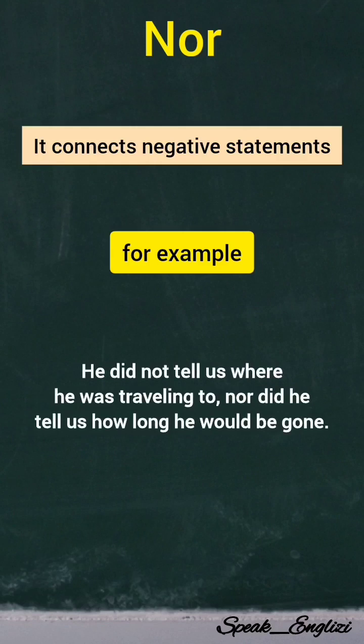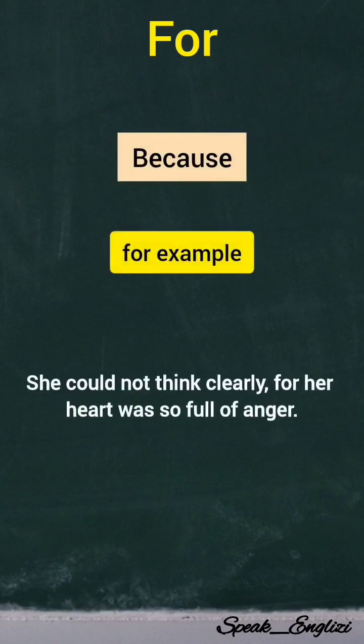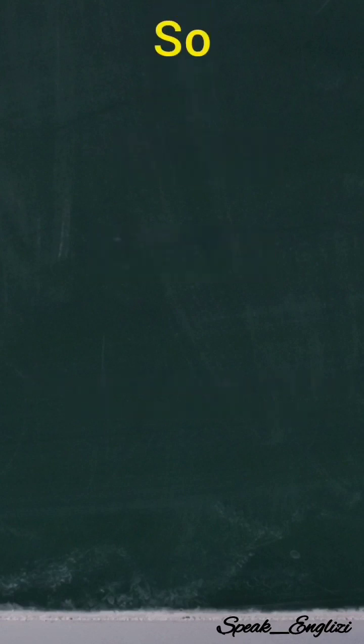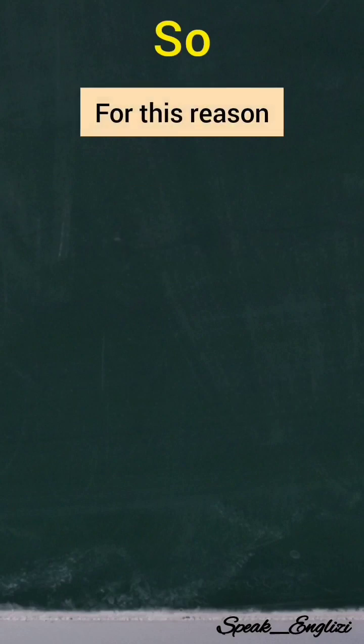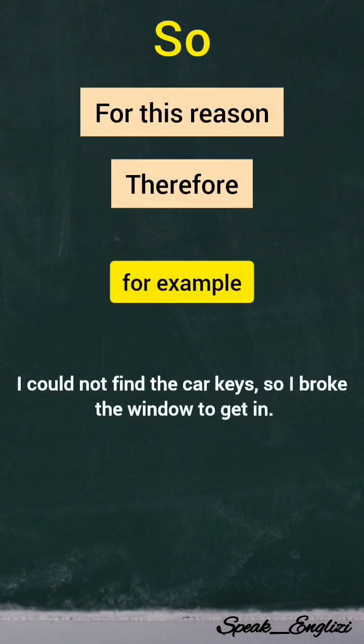would be gone. For. The conjunction for is generally synonymous with because. For example, she could not think clearly, for her heart was so full of anger. So has a meaning similar to, for this reason, therefore. For example, I could not find the car keys, so I broke the window to get in.